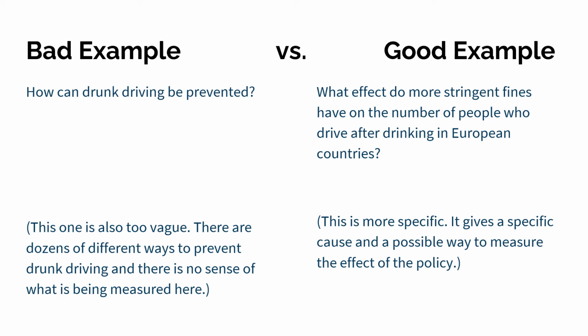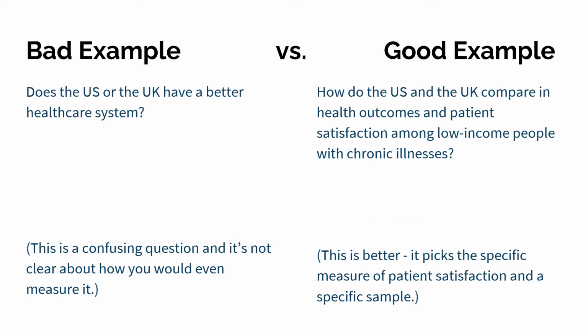So a better example would be, what effect do more stringent fines have on the number of people who drive after drinking in European countries? This is more specific. It also gives specific cause and a possible way to measure the effect of the policy. So again, you're seeing the directional effect of a policy on the behavior you're studying. It's a little more targeted.